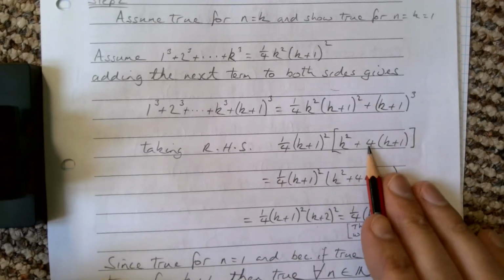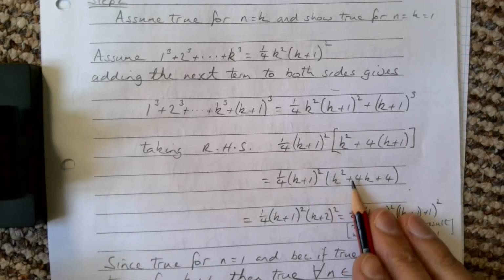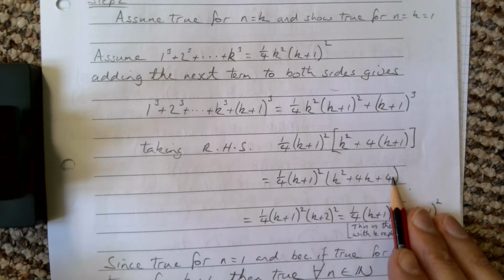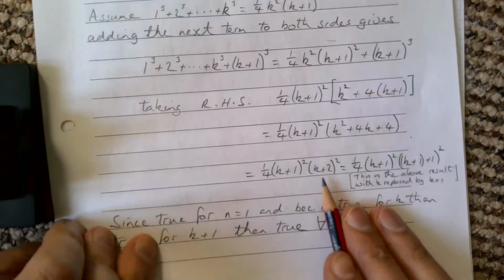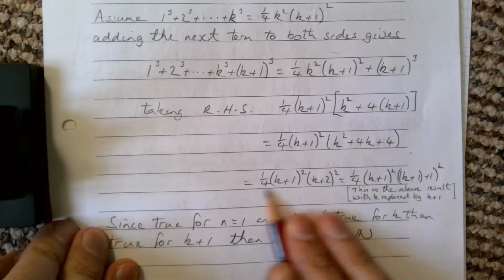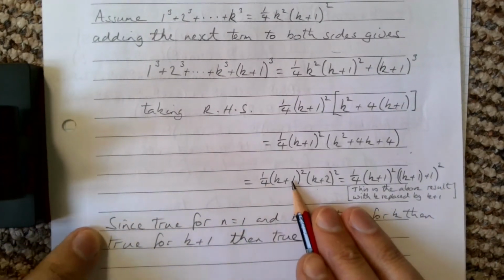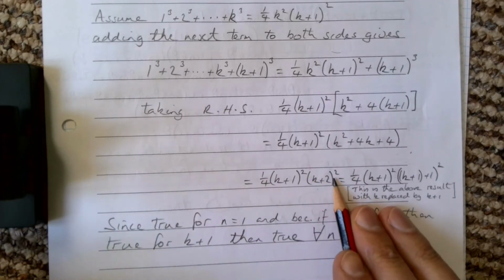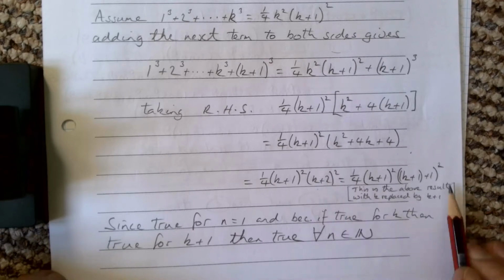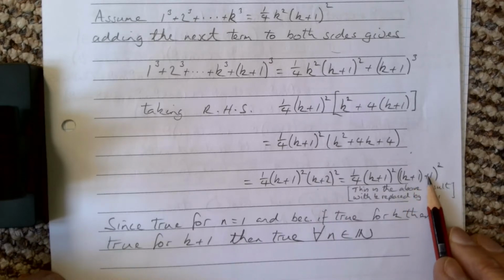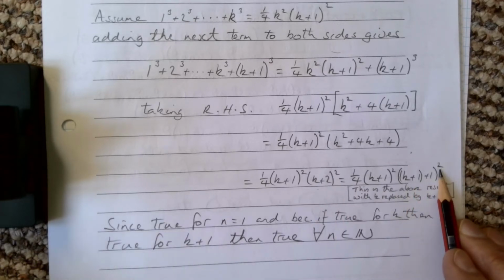If I multiply out my small bracket here, I get k squared plus 4k plus 4. That factorizes to give me (k plus 2) all squared. So I get a quarter (k plus 1) squared upon (k plus 2) squared. And I'm just going to rearrange this (k plus 2) squared into a (k plus 1) all squared.